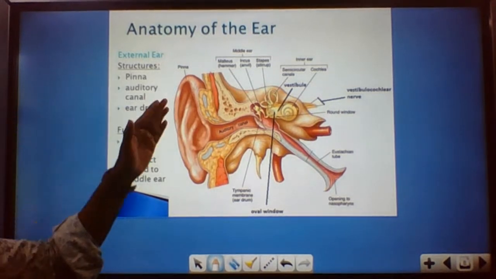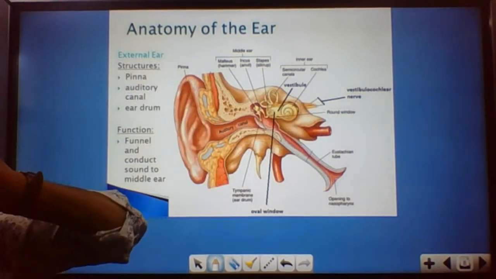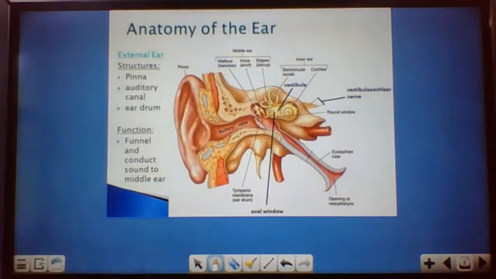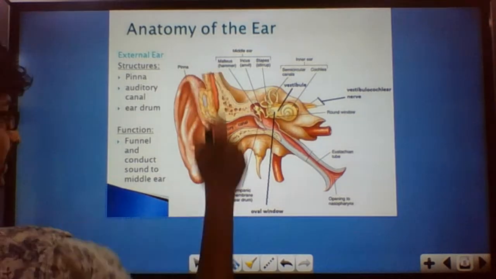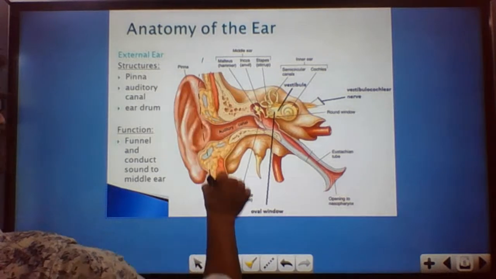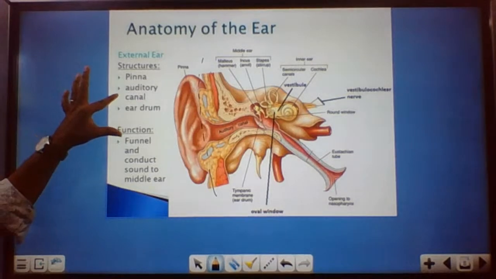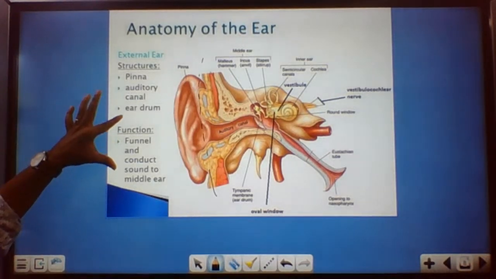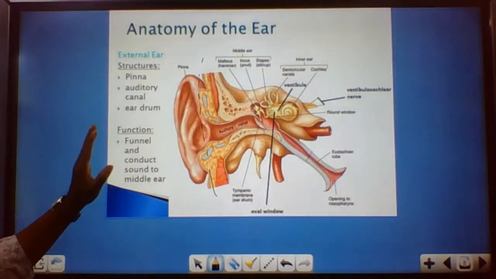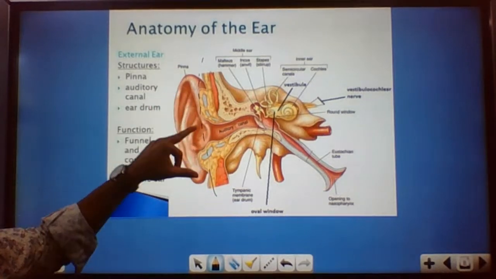The ear is classified into the outer ear, the middle ear, and the inner ear. The outer ear is what you can see from outside. The outermost area is the pinna, then the auditory canal, and the eardrum. Its function is like a funnel, conducting the sound to the middle ear. This is the actual function of the external ear, the pinna, the external surface that you could see. And followed by the pinna, you have the canal.